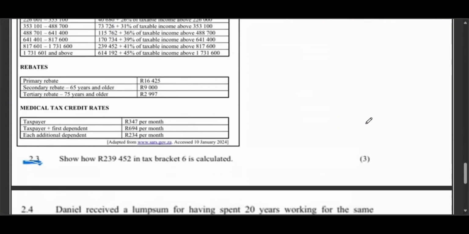Let's go to the next question. Show how the 239,452 in tax bracket 6 is calculated. How is it obtained? We are looking at this value here. Now, what I want to tell you is that these values come from previous brackets. For example, let's take an example of this one in bracket 2. I'm going to show you this one here. How is it obtained?